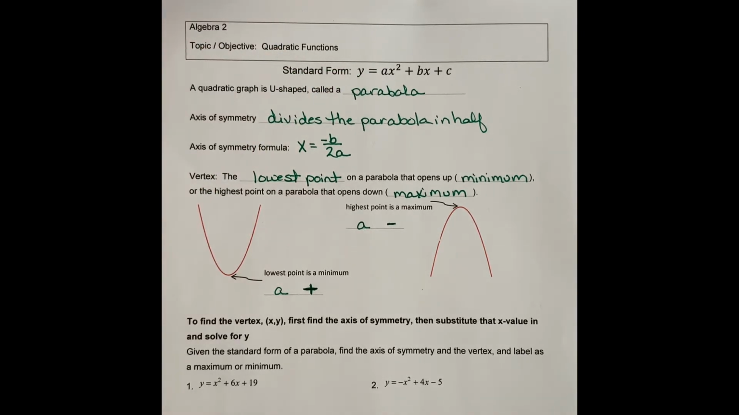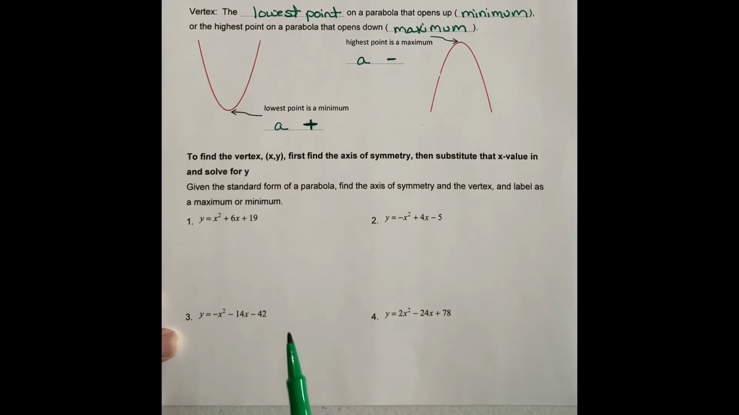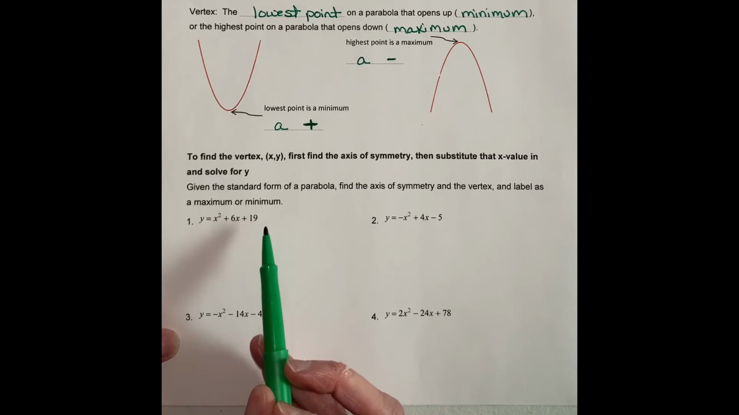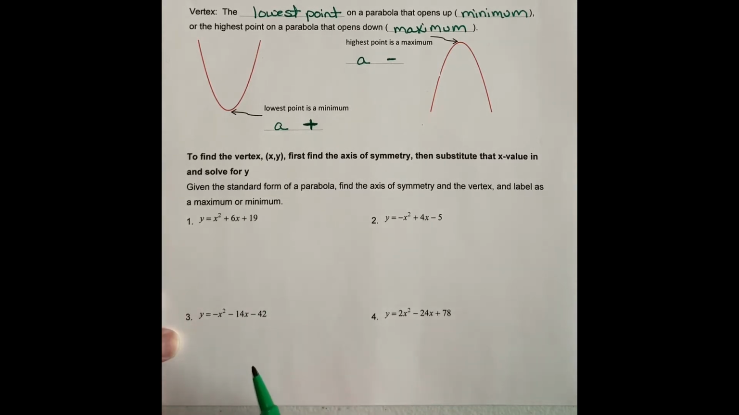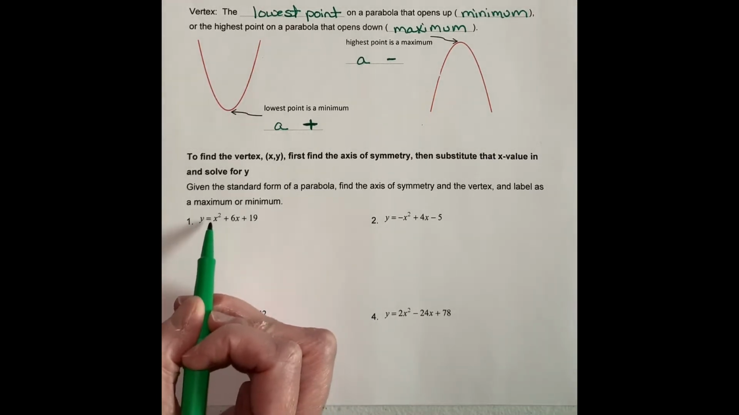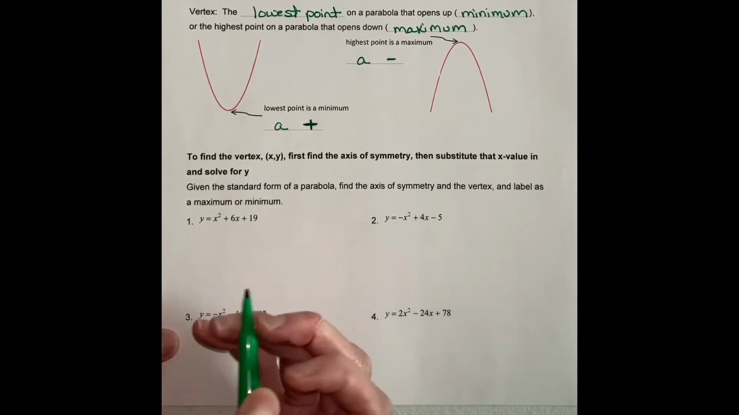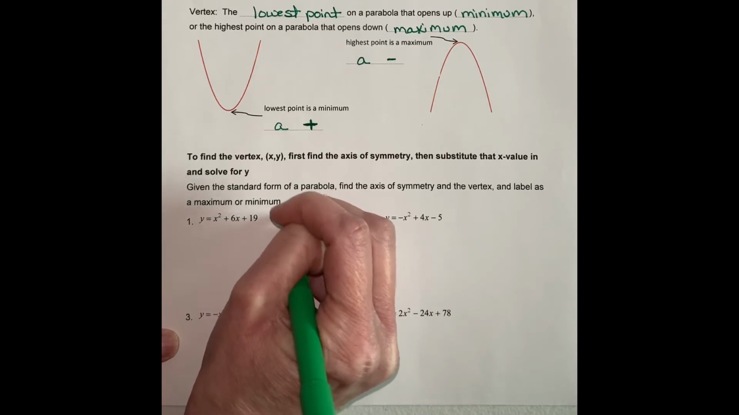So to find the vertex, you first have to find the axis of symmetry, or your X, and then you'll substitute that X value back in and solve for Y. So let's try that. Given the standard form of a parabola, find the axis of symmetry and the vertex and label as a maximum or a minimum. So the first thing when I look, I see that the coefficient here is a 1, not written but understood. So that is positive, and that means this one is a minimum. I'm going to do that first.